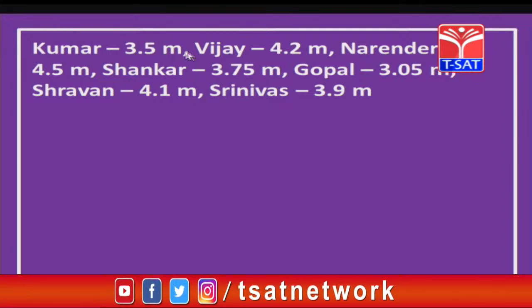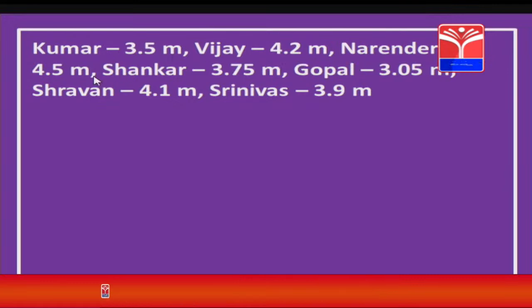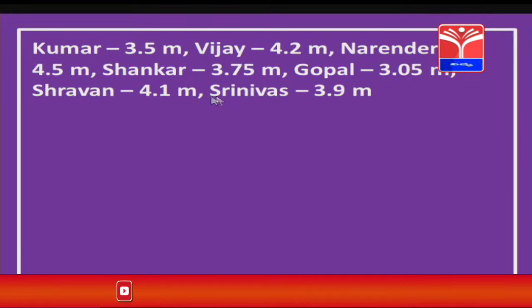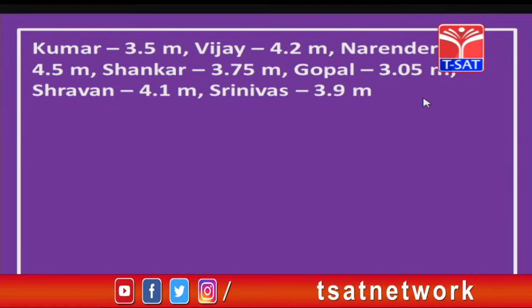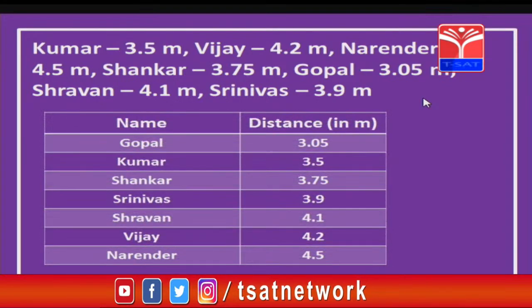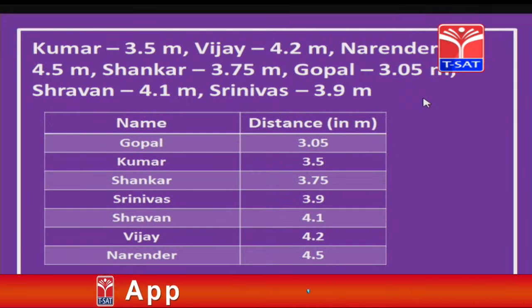Kumar 3.5 meters, Vijay 4.2 meters, Narendra 4.5 meters, Shankar 3.75 meters, Gopal 3.05 meters, Shravan 4.1 meters, Srinivas 3.9 meters. Now, let us arrange this data again, whatever is shown on your screen, in a proper manner. You can see the table as shown, right.